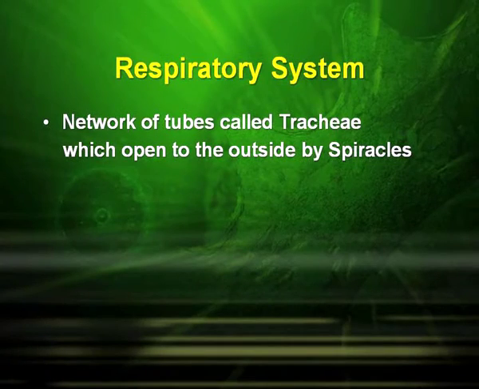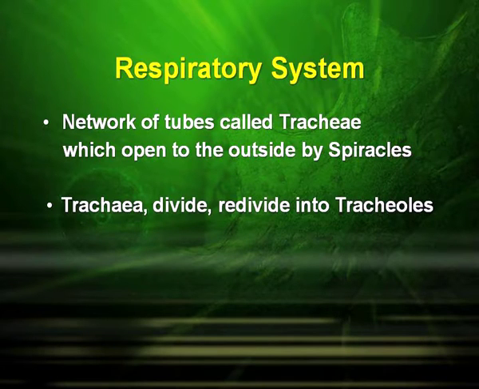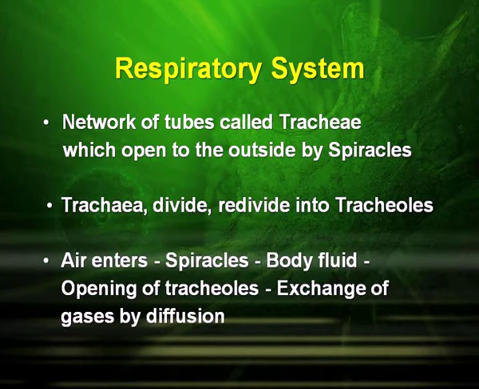The respiratory system of cockroach is a network of tubes called trachea, which open to the outside by spiracles. These trachea divide and redivide into tracheoles. The air enters the spiracles, then enters the body fluid and the opening of the tracheoles, thereby bringing about the exchange of gases by diffusion.